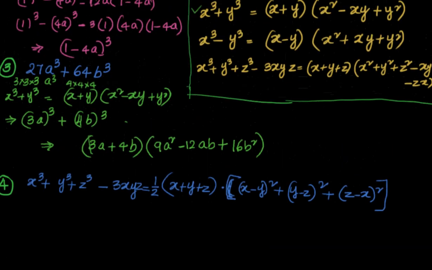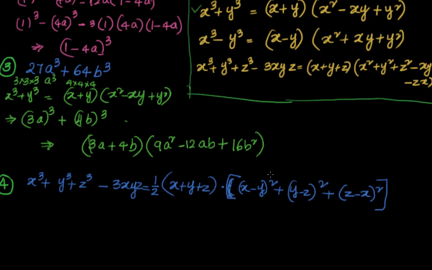Let's look at the last one before we move to the next video, where we'll do some numerical problems using algebraic identities, something like what is 999 into 999. So let's look at this formula. x cube plus y cube plus z cube minus 3xyz equals, prove or verify, half into x plus y plus z into x minus y whole square, y minus z whole square, z minus x whole square.